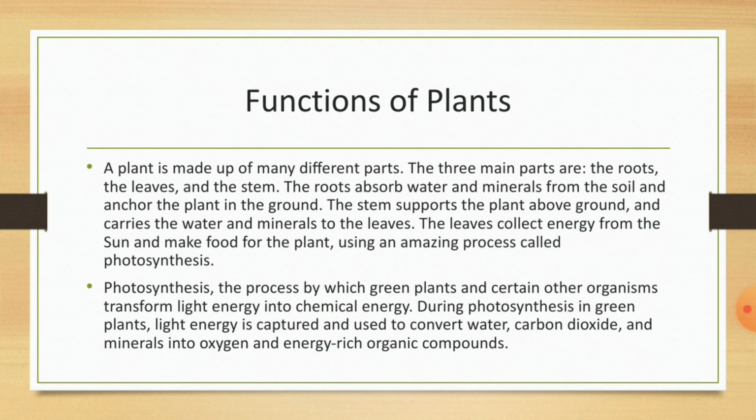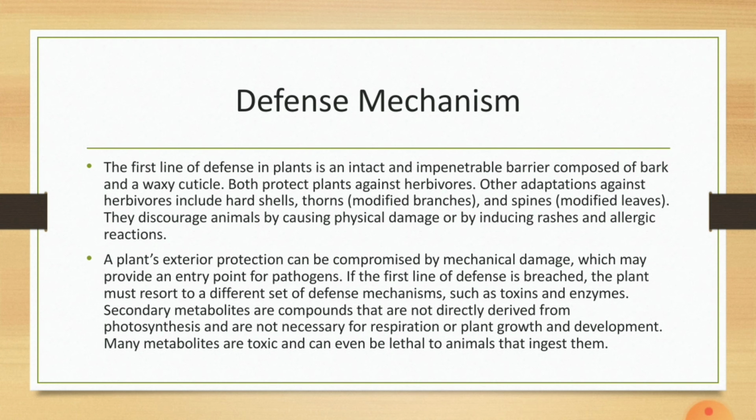Photosynthesis is the process by which green plants and certain other organisms transform light energy into chemical energy. During photosynthesis in green plants, light energy is captured and used to convert water, carbon dioxide, and minerals into oxygen and energy-rich organic compounds. Defense mechanism.